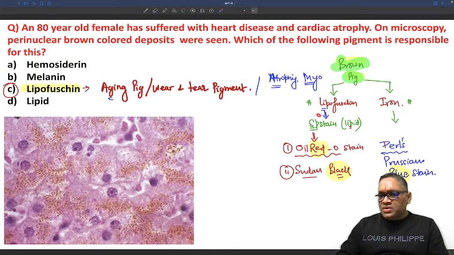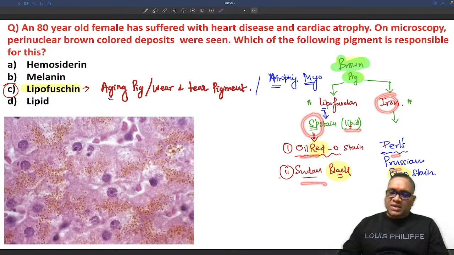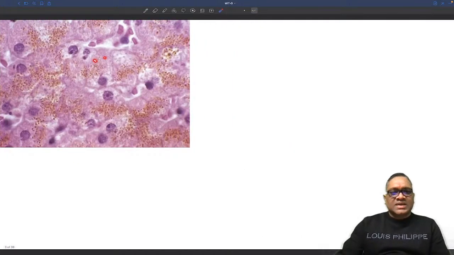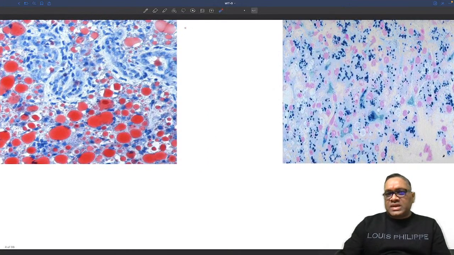If it is lipofuscin, you are going to use a special stain for lipid like oil red O or Sudan black B. If it is iron, it is Pearl's Prussian blue, so that will be the blue color of iron. Right, now you will see, as I have said, these are the perinuclear brown color. Now we have to confirm. So now you can see there are two stains I have written. Can you tell me what is number 1 and what is number 2?